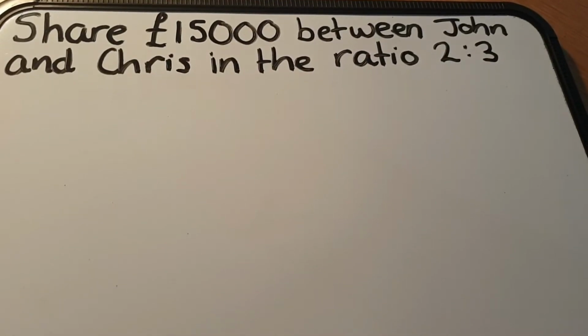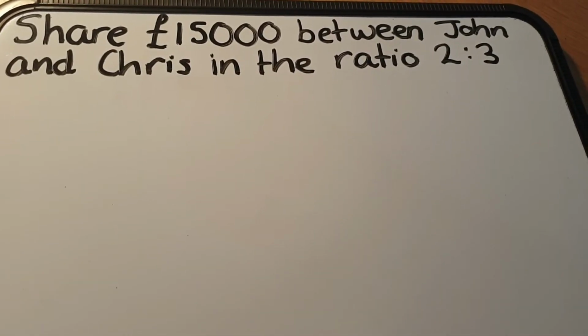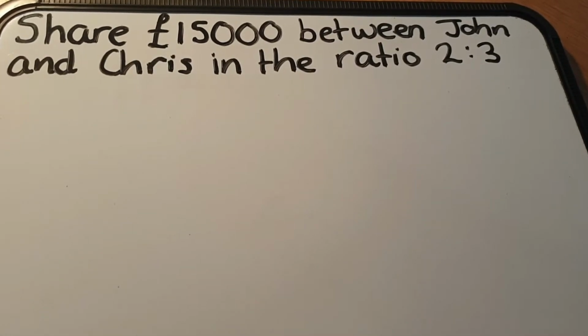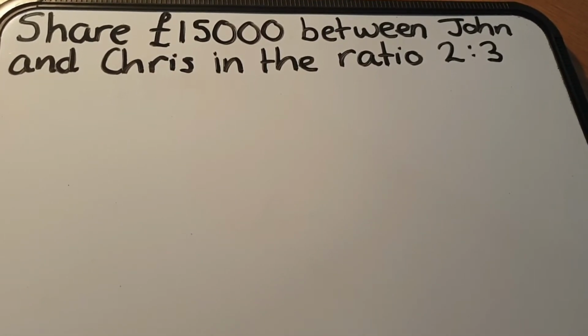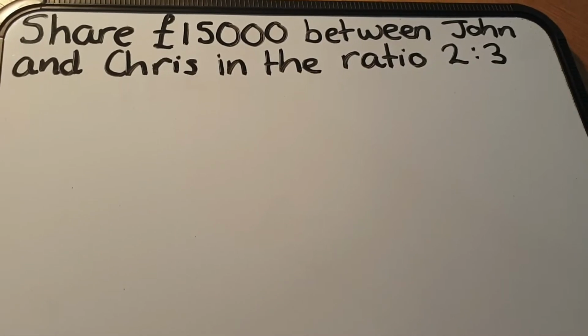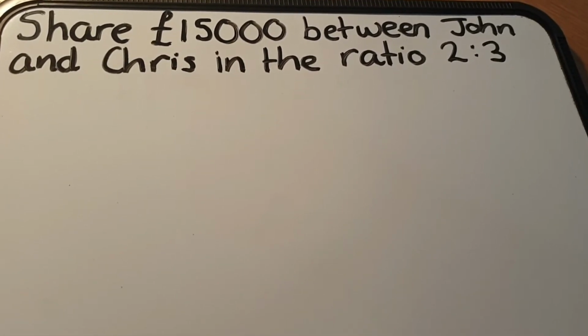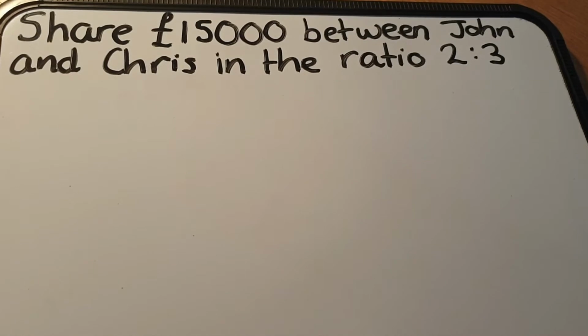How do we share money in a given ratio? So in this question, we're going to share £15,000 between John and Chris in the ratio 2:3. Because John's name comes first, he will get 2 parts of the money and Chris will get the other 3 parts. How many parts is that in total?